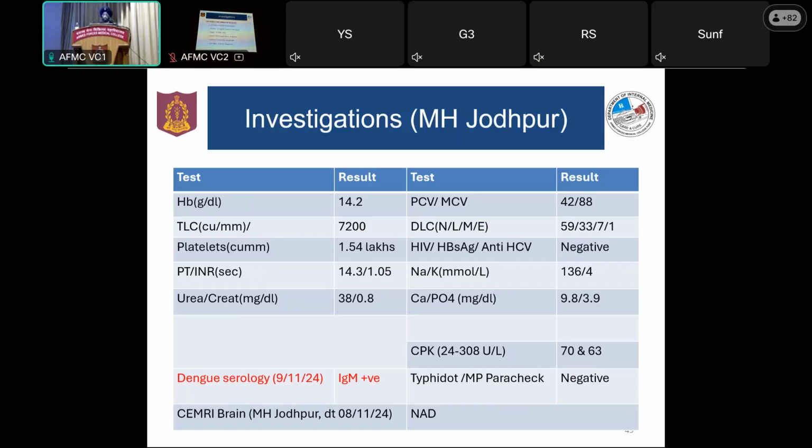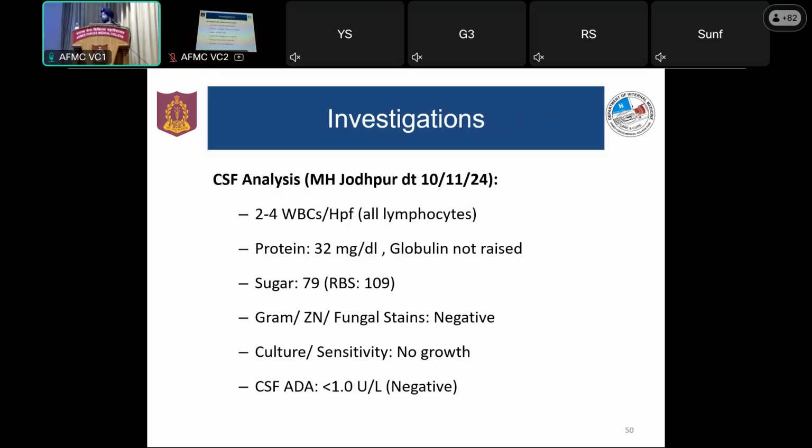The CSF analysis was done at MH Jodhpur. What were you expecting to see in CSF in GBS? Albuminocytological dissociation, which is not there. This is more or less looking like a normal CSF.